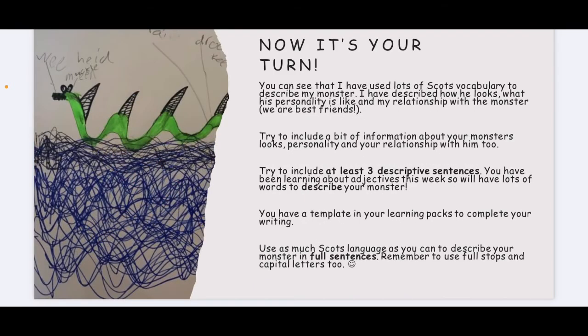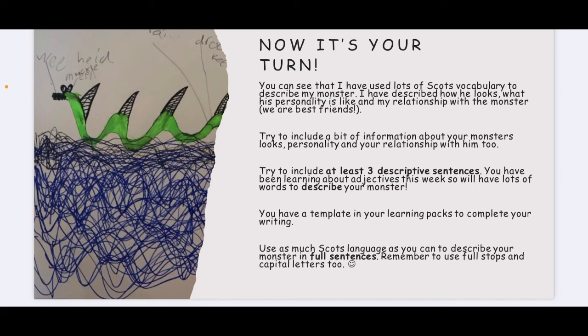So now, Primary 2-3, it's your turn. You can see that I've used lots of Scots vocabulary to describe my monster. I have described how he looks, what his personality is like, and my relationship with the monster, because we are best friends. So try to include a bit of information about your monster's looks, personality, and your relationship with him too. Try to include at least 3 descriptive sentences.